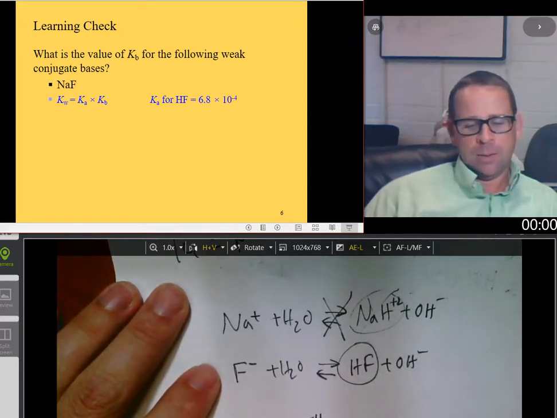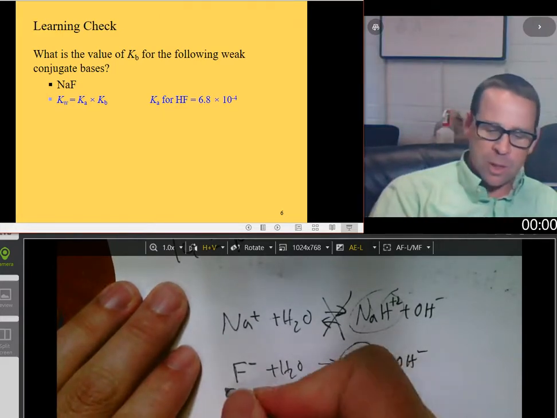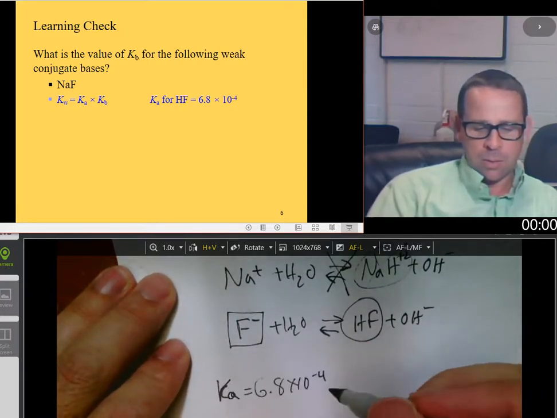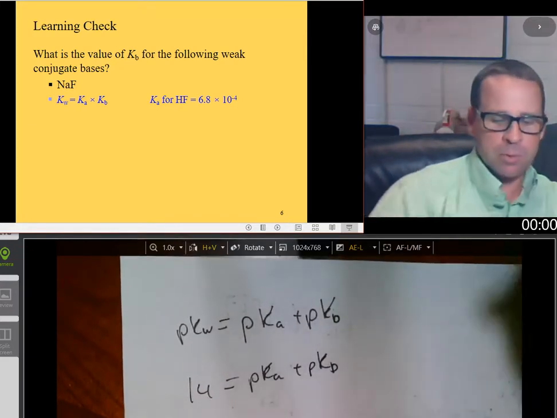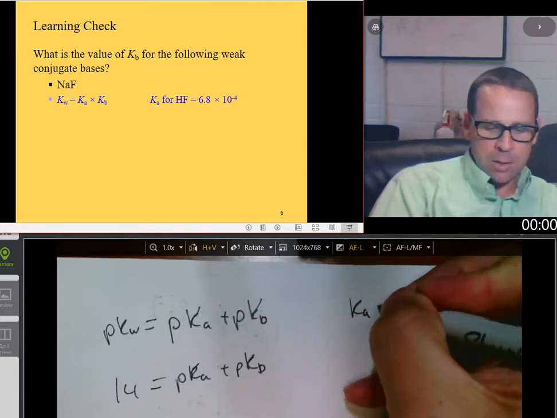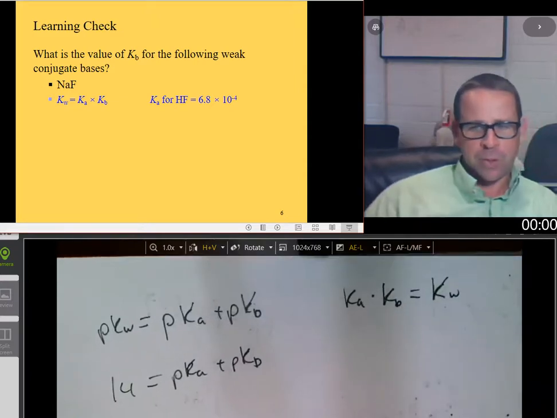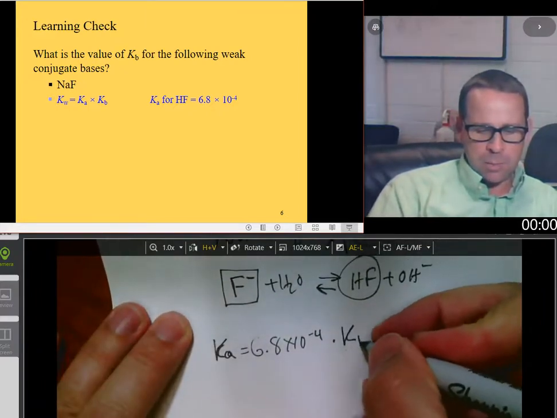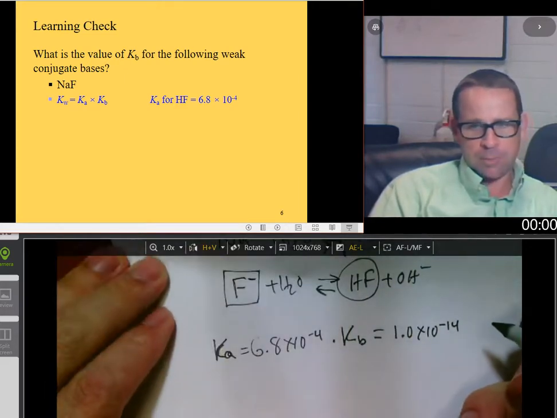If we know the Ka, and that's the Ka for this HF, right? Then the Kb for the conjugate base will be, back up to this, I'll rewrite it here. Ka times Kb equals Kw. So Ka times Kb will equal 1.0 times 10 to the minus 14, which is Kw.